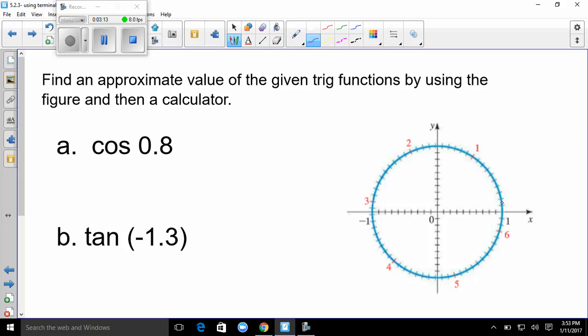So what happened here is from 0 to 1, there's 10 units. So this is 0.1, 0.2, 0.3, and so on, okay? So we want to estimate this 2 different ways. We're going to use the figure, and then we're going to use a calculator. So using the figure, cosine is my x value, right? Keep that in mind. So 0.8. That would be 1, 2, 3, 4, 5, 6, 7, 8, right here, okay?